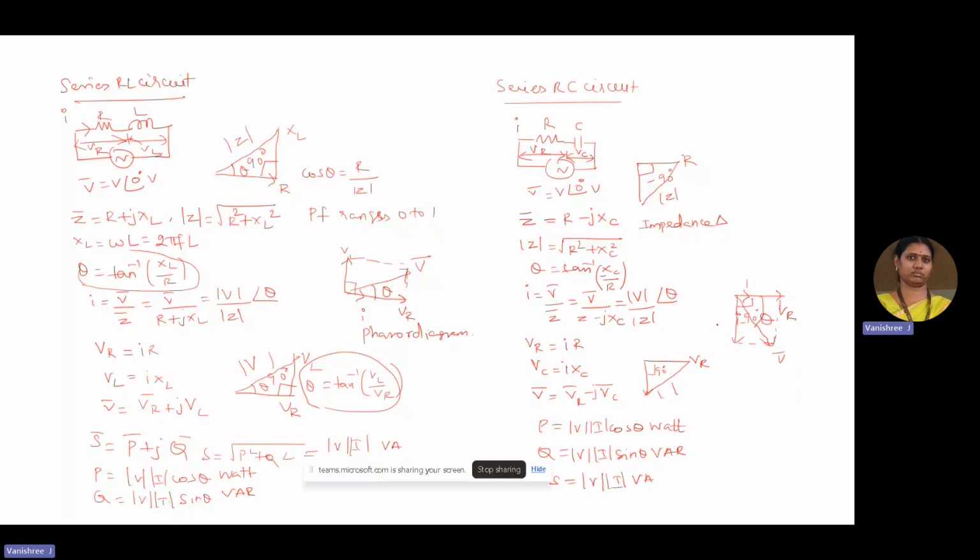Here the power factor is leading in the case of a capacitive circuit, and the power factor is lagging in the case of an inductive circuit. In an inductive circuit, I lags the voltage, and in a series RC circuit, I leads the voltage. So that is the idea regarding the series RC circuit. Next, let us discuss the behavior of the series RLC circuit.